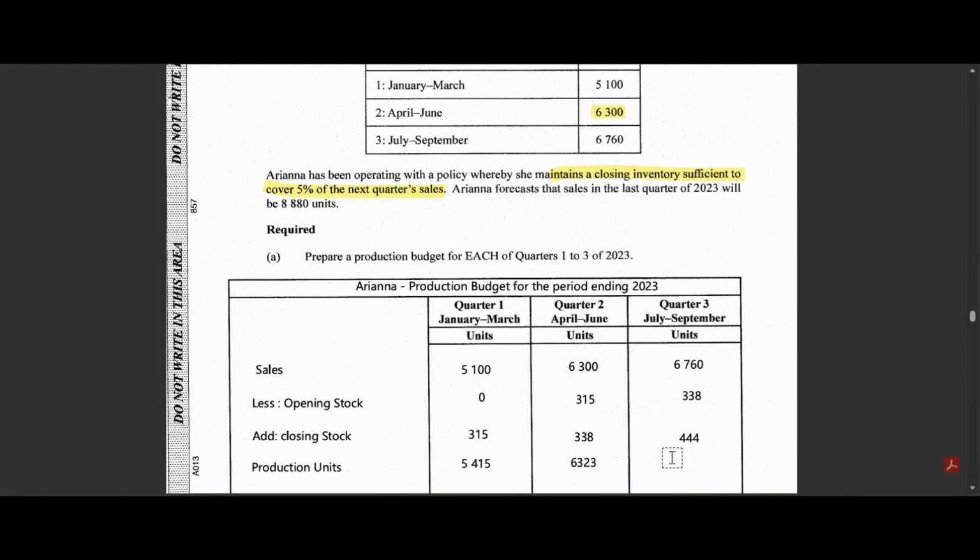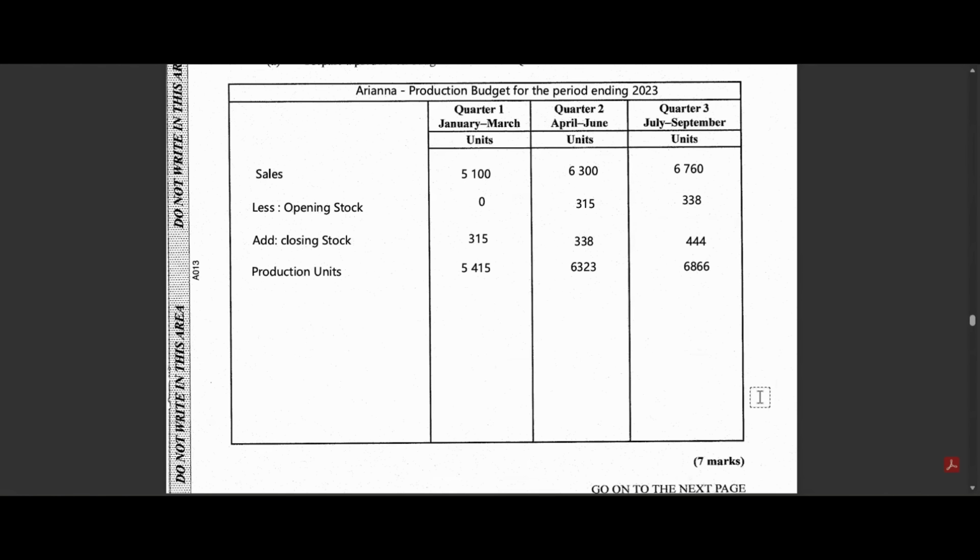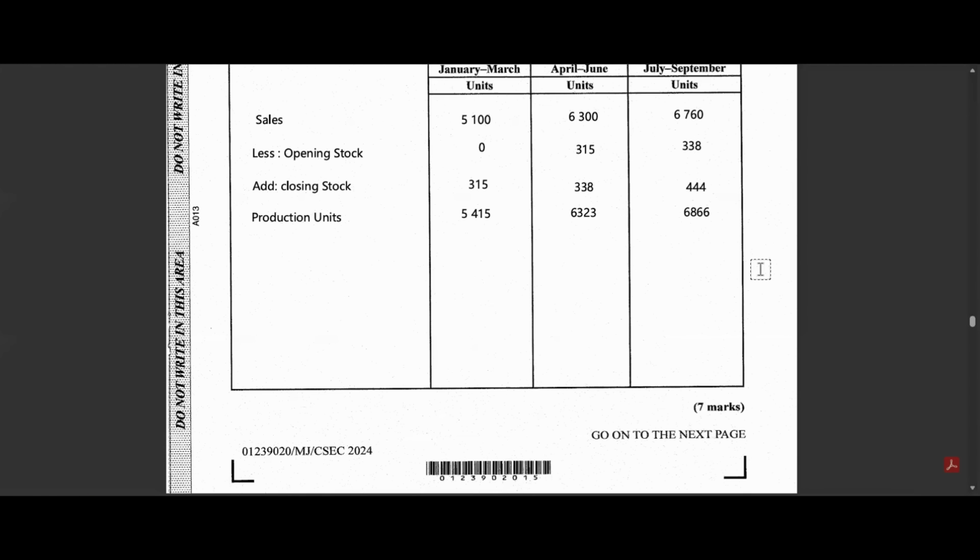So then put together your values. 6,760 less the opening stock, add the closing stock. 6,760 less 338, add 440, is going to give us production of 6,862. Right, there you go, guys. And that was your production budget. How many marks was that worth? 7 marks. Good job there, guys, so far. We're looking pretty good with that.